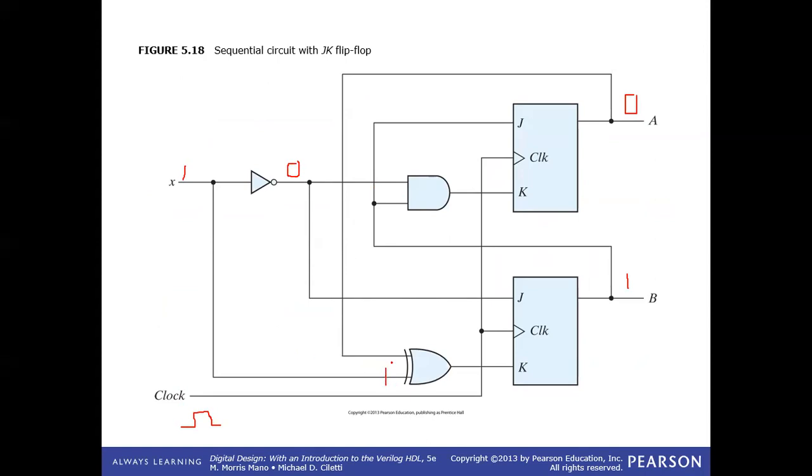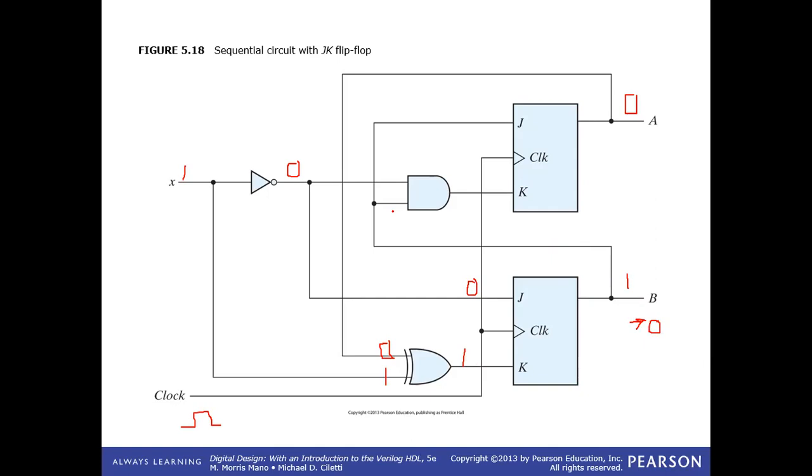What's the next input of this XOR gate? 0 and 1, and so this is going to give us a 1. What is the input of this J? 0. So if J is equal to 0 and K is equal to 1, B is going to be equal to 0 for the next state.